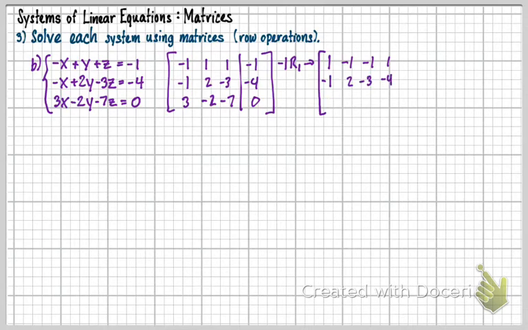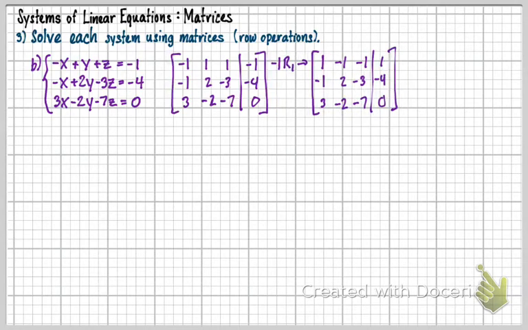Oops, that's a 3. Negative 2, negative 7, and 0 there. So there's our other two rows there. Now we're going to get rid of all of the zeros below the first entry 1 there. So we're going to make these 2 zeros.